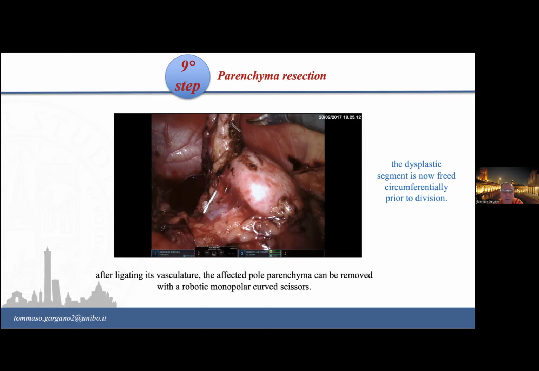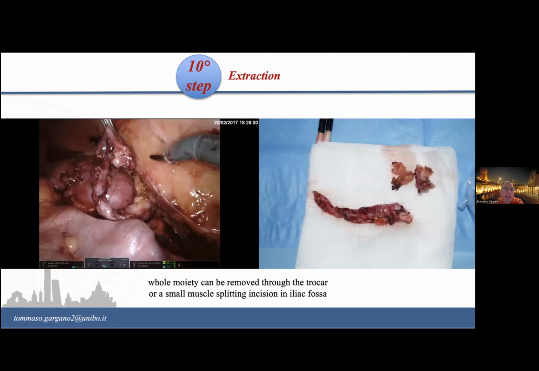The last step is the extraction of the specimen. The whole resected moiety can be removed through the trocar or through a small muscle splitting incision in the iliac fossa.